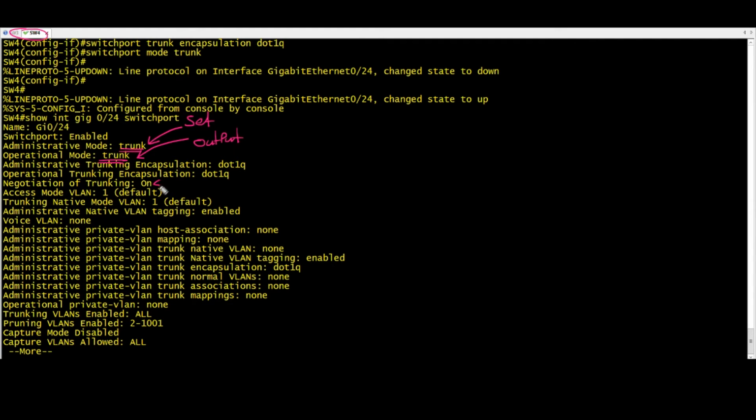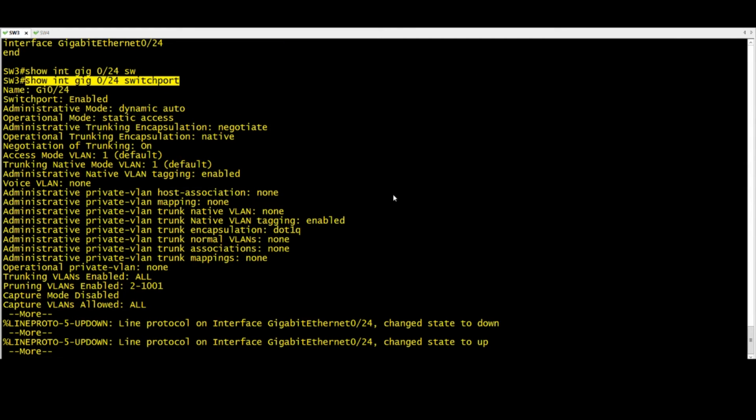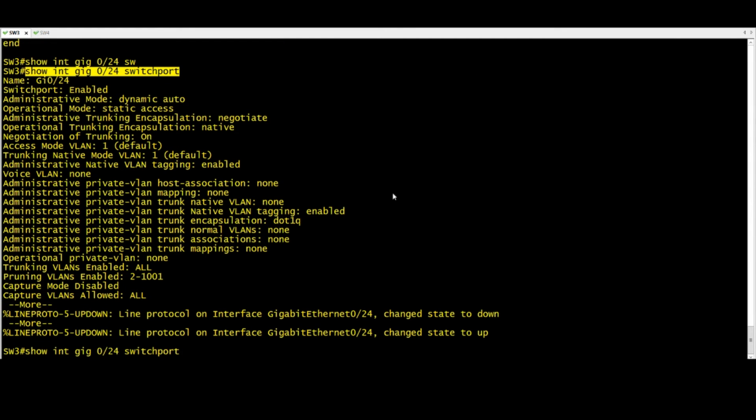We can see here, it says negotiation of trunking is on. This means that DTP is on. Remember, in the previous video, I said the only way to turn off DTP is to turn off by saying no negotiate under the switch port or making it an access port. If you were to manually set it to a trunk like we have here, DTP messages are still sent to the neighbor. So let's go across back to switch 3 and let's see what we have.